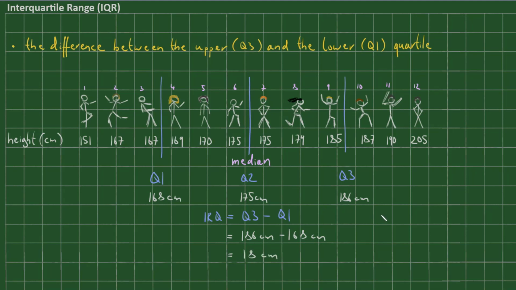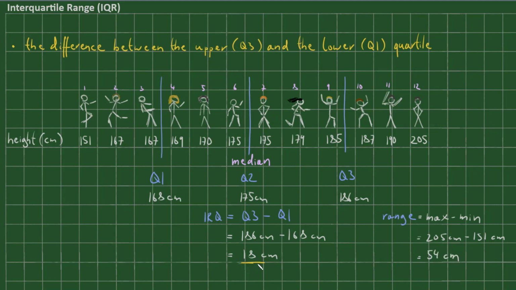Let's compare this to the range. What would the range be? Well, the range is the maximum value minus the minimum value. In this case, that would be 205 centimeters minus 151 centimeters. And that would give me 54 centimeters.